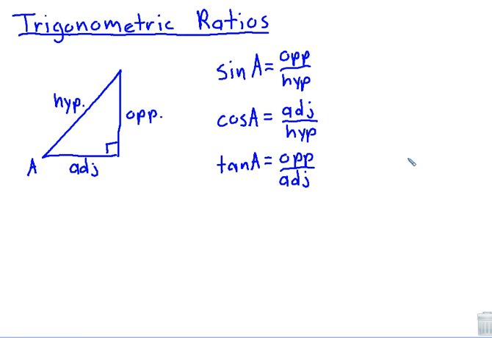Okay, and then the last way we had for solving for parts of triangles was using the trigonometric ratios. Okay, if I have a right triangle and an angle A, we define the sine of A as the opposite divided by the hypotenuse. Cosine of A would be the adjacent over the hypotenuse, and tangent of A is the opposite over the adjacent.